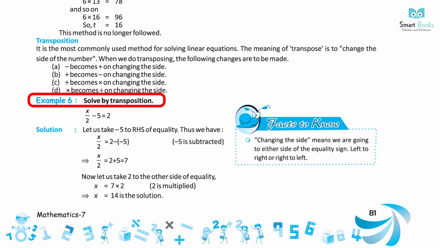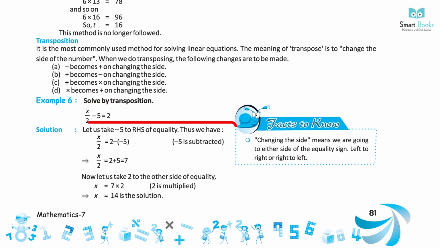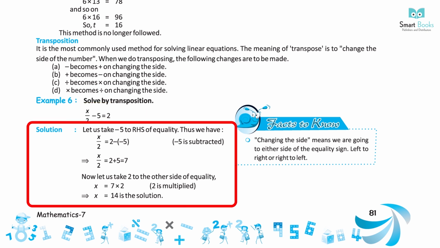Example 6. Solve by transposition. x/2 minus 5 is equal to 2. Solution. Let us take minus 5 to the right hand side of equality. Thus we have x/2 is equal to 2 minus (minus 5). Minus 5 is subtracted. x/2 is equal to 2 plus 5 is equal to 7.